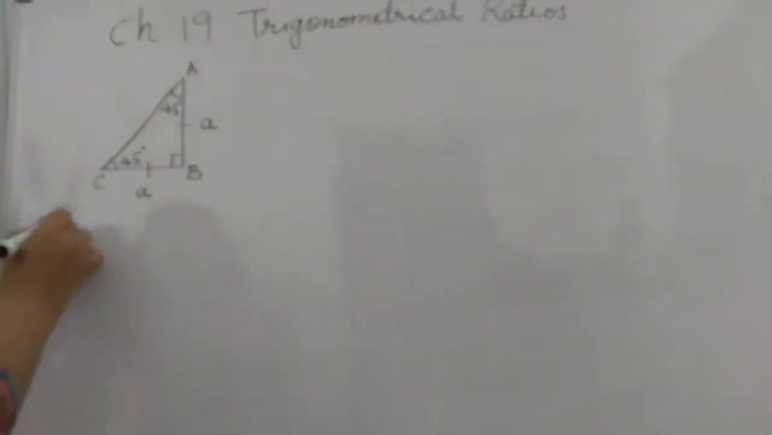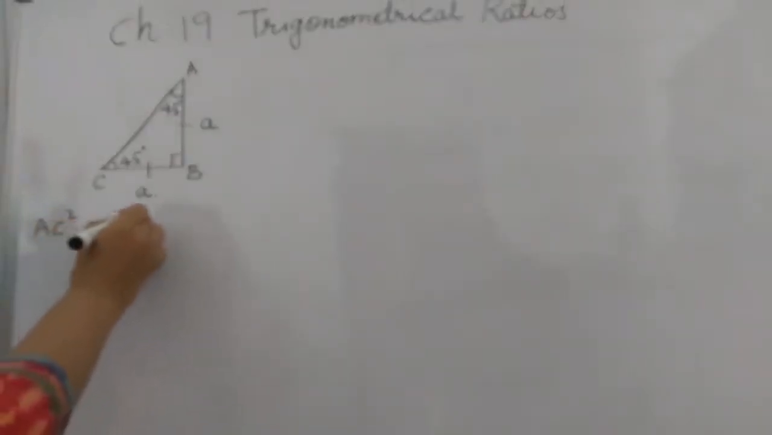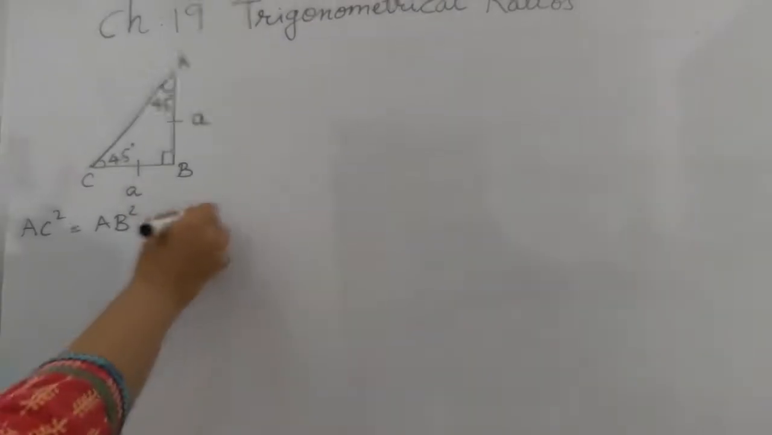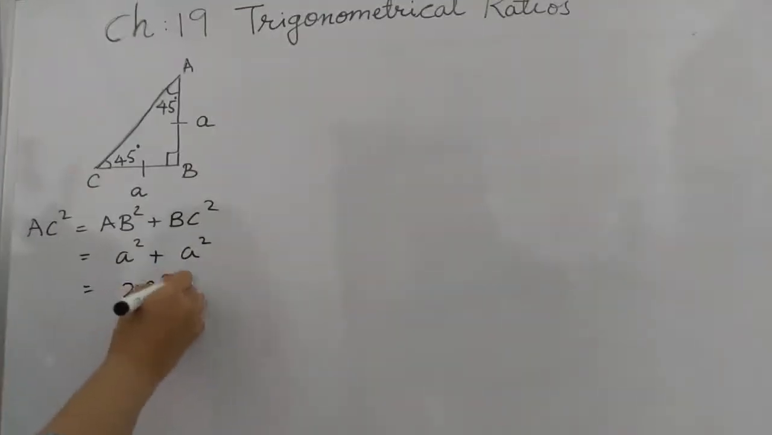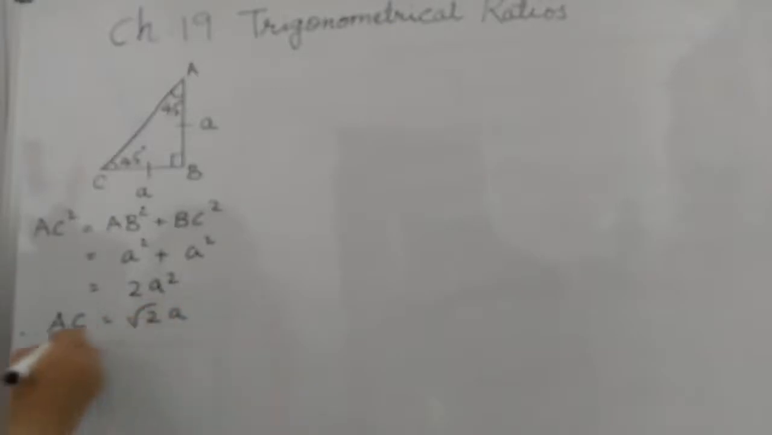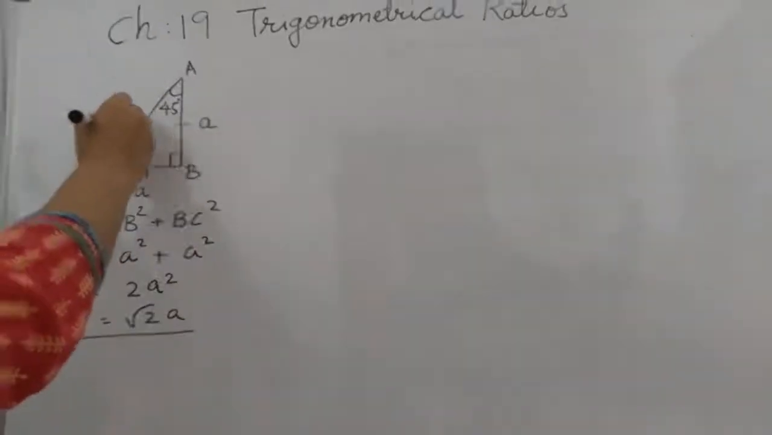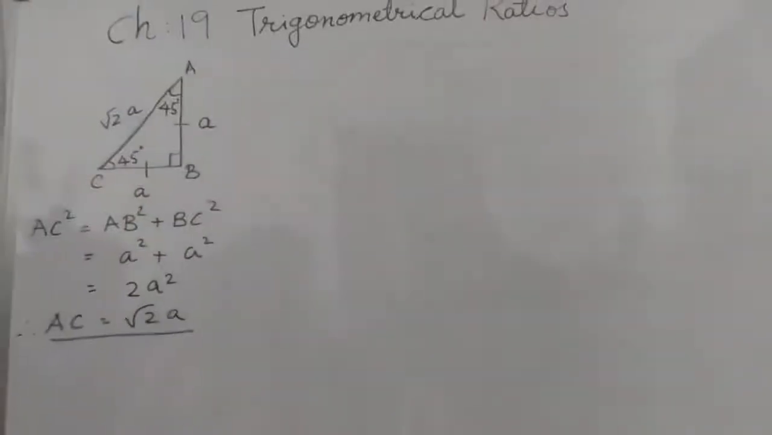So I write here AC square is equal to AB square plus BC square using Pythagoras theorem. AB is A, so A square, and BC also A square. So it becomes 2A square. Therefore AC is equal to root 2A. This is our value of hypotenuse here, root 2A.